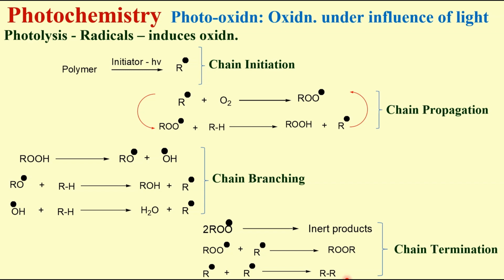In photo substitution or fragmentation, we have seen that it occurs in three steps, that is initiation, propagation, and termination. Here, one more step has got added up. Let us look at this with one example.